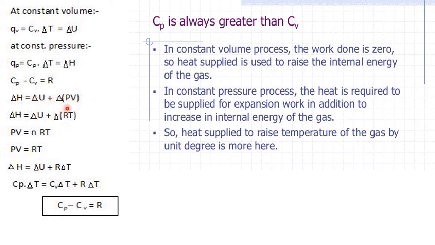Okay. Now PV equal to what? nRT. If n equal to 1 mole, it is RT only. So in place of PV, I will substitute RT. Therefore, delta H equal to what? Delta U plus delta RT. Okay. Therefore, delta H equal to delta U plus R into delta T. Why? R is constant, so I am taking R outside. So R into delta T.